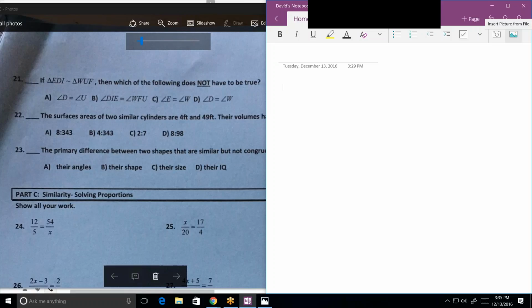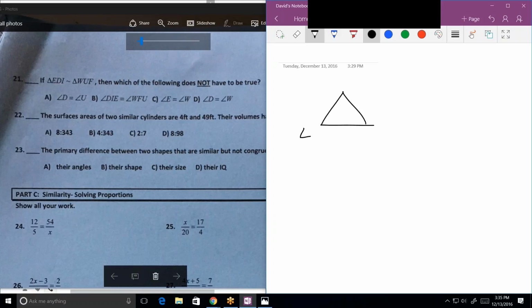Let's draw it, because the order of the letters is important. If that's E, D, I, and that's W, U, F, and they are similar, angle D has to be equal to angle U?